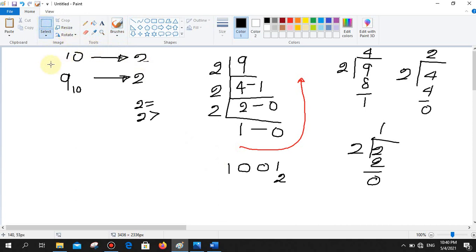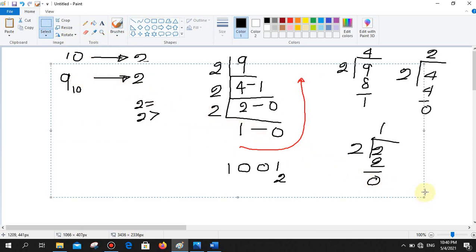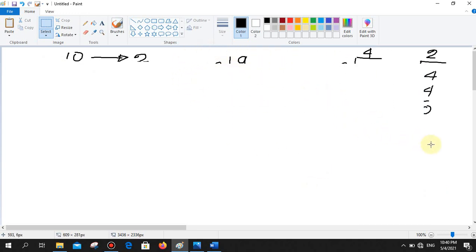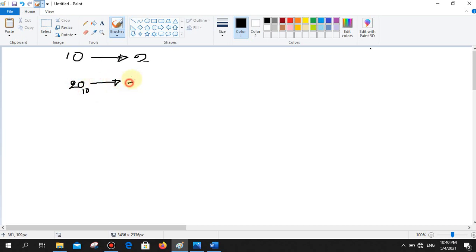Okay, we'll try out another number, that is 20 in decimal. We are going to convert it into binary. So how can we do this? We'll divide it by 2. So the value will be 10, the remaining is 0. You can understand. After that, we'll divide it again, and then it will be 5, remaining 0.